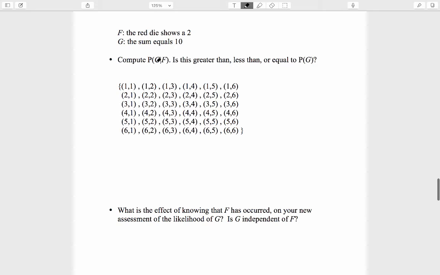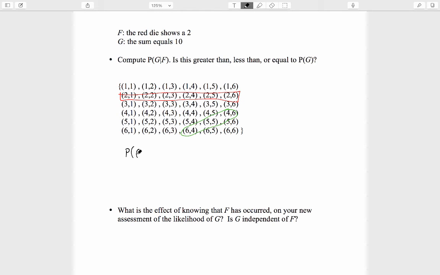Let's do another comparison. F is still the event that the red die shows a 2. That's the event that we're conditioning on because that's the partial information we have about how the experiment will turn out. And G is the event that the sum equals 10. Compute P of G given F. Is this greater than, less than, or equal to P of G? Let's recall where F lives. F is the event consisting of these 6 outcomes. And then G is the event consisting of these 3 outcomes.